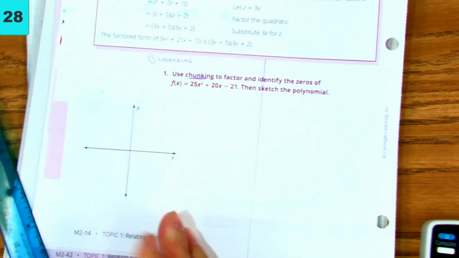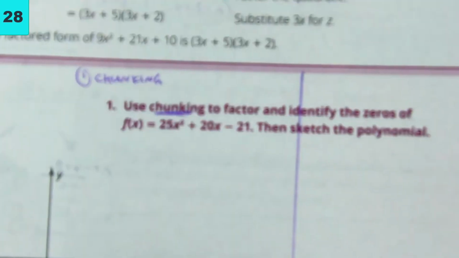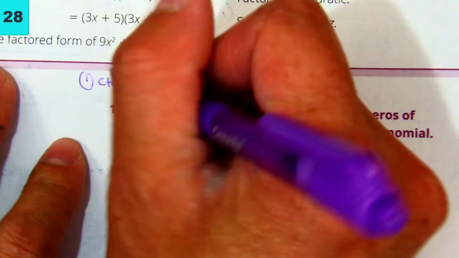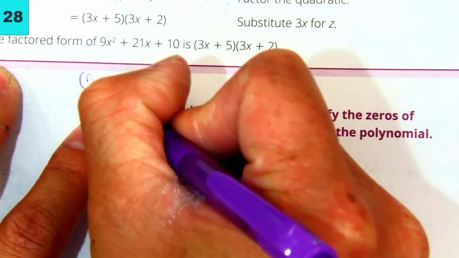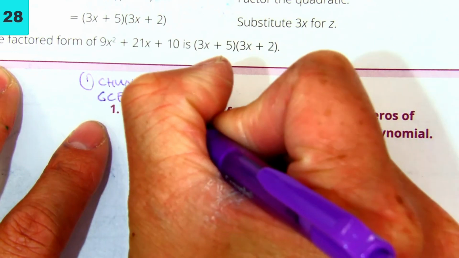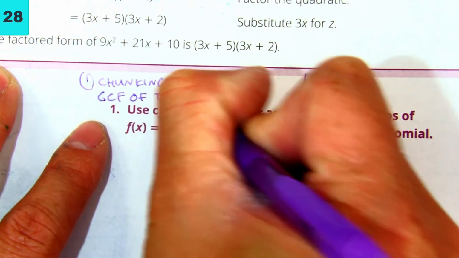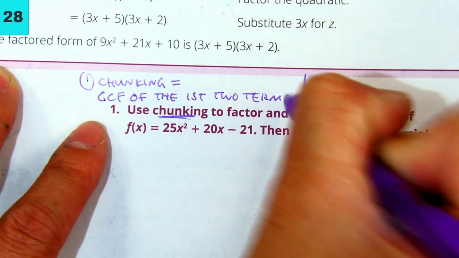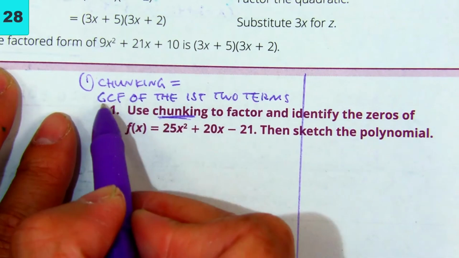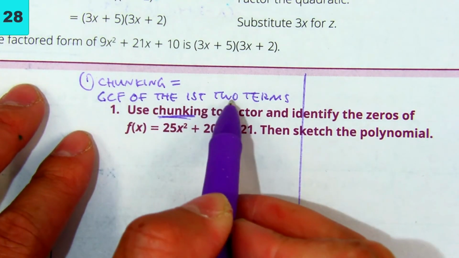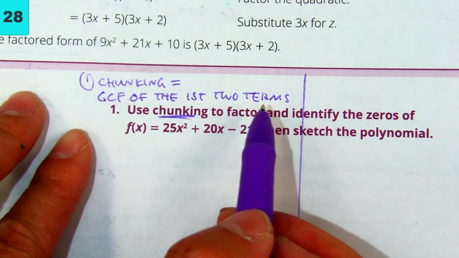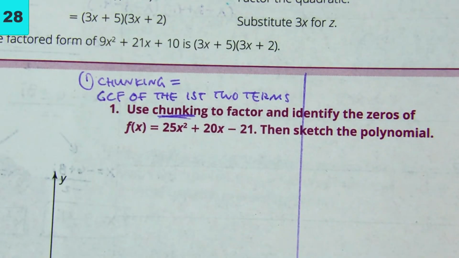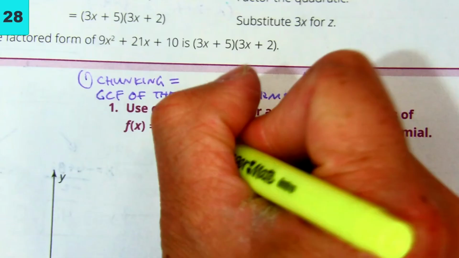And how would I define chunking? Chunking factoring. Try to focus. It is a GCF of the first two terms. Chunking is equal to the greatest common factor of the first two terms, not all of them. Put your finger on the first two terms. Right there.